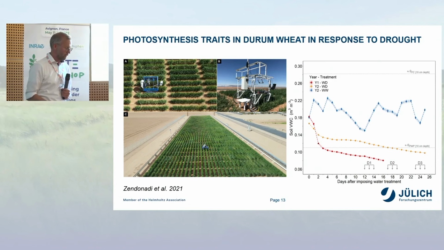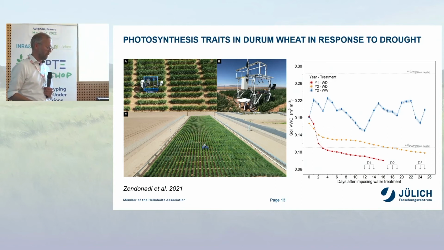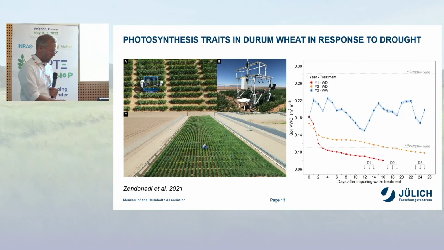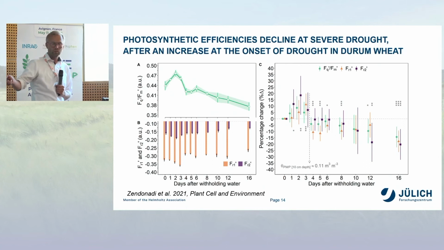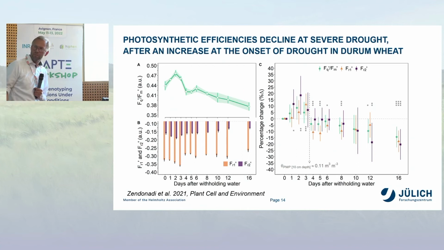How does it respond? What is the response to photosynthetic efficiency? Well, it may not surprise you, but photosynthetic efficiency decreased. Also, the reoxidation parameters decreased. Here on the right side, presented in relative changes. And when the permanent wilting point is below, you basically see a decrease in photosynthetic efficiency.